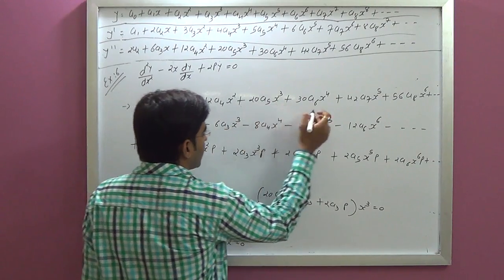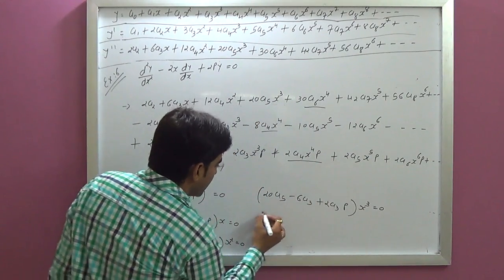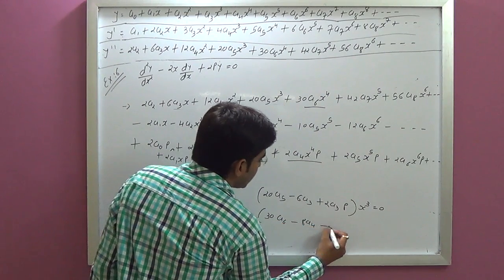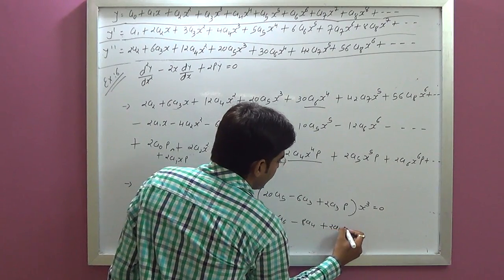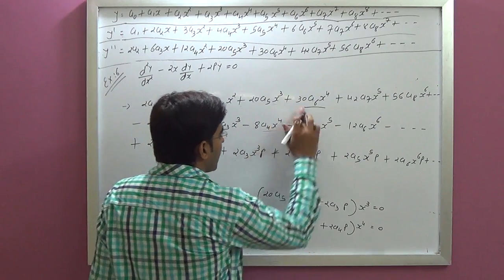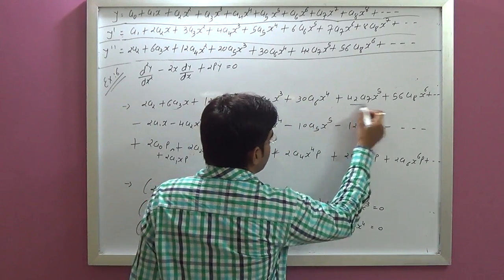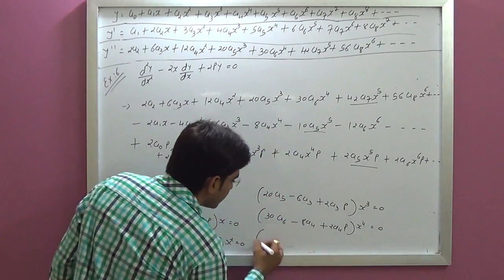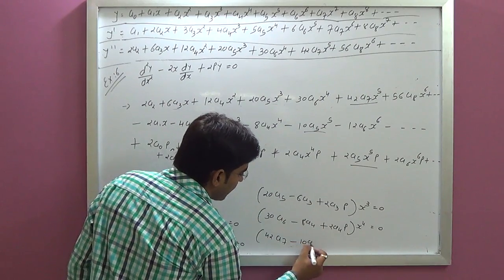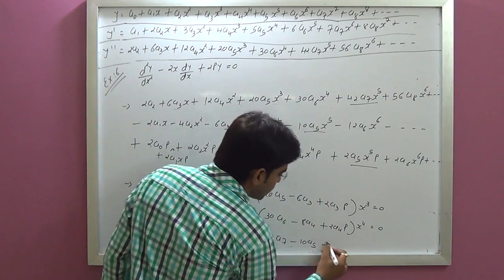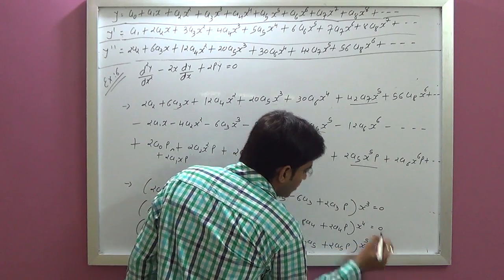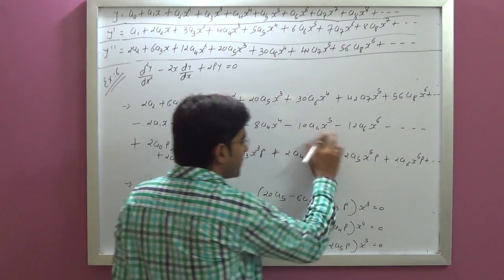Now x raised to 4 term, this one and this one. 30a6 minus 8a4 plus 2a4 p x raised to 4 equal to 0. Now term goes to x5, this one and this one. That means 42a7 minus 10a5 plus 2a5 p x raised to 5 equal to 0. Right, we take up to x raised to 5.